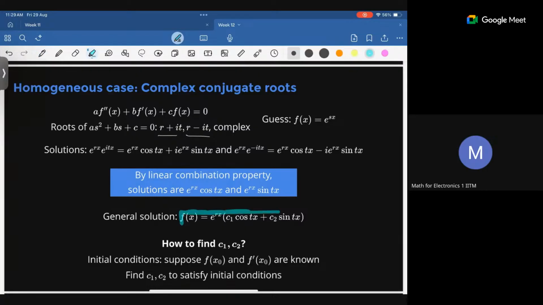So we'll have sine and cos coming into the picture. So f of x will be e power rx into c1 cos tx plus c2 sin tx. So this will be the general solution, where r plus it and r minus it are the complex conjugate roots. So r and t come from there.